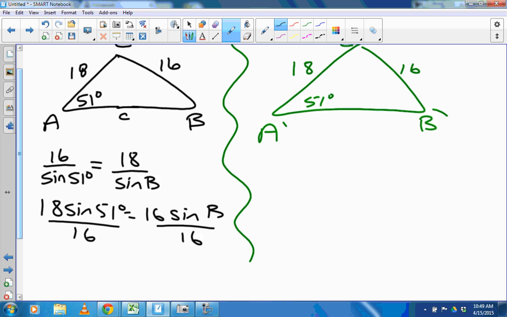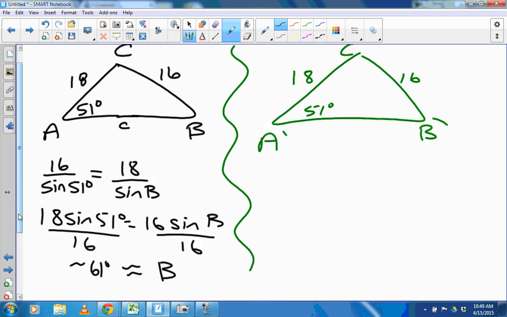So I'm getting B here. And I think it says round the angles to the nearest degree, doesn't it? So that would be approximately 61 degrees. Very good. Okay, here remember, you subtract that one from 180 to get the other one.